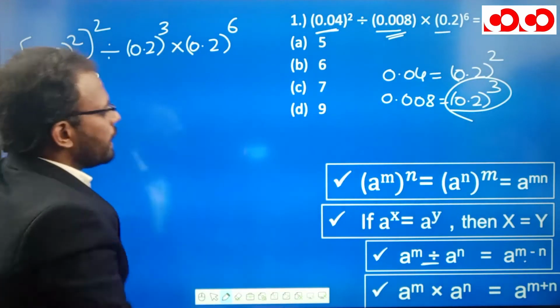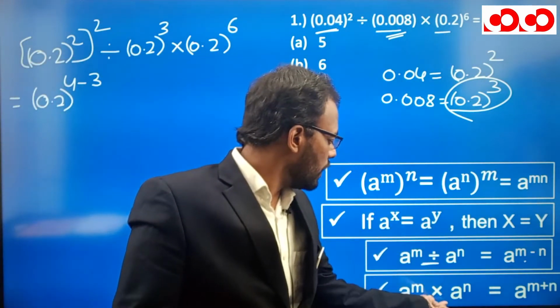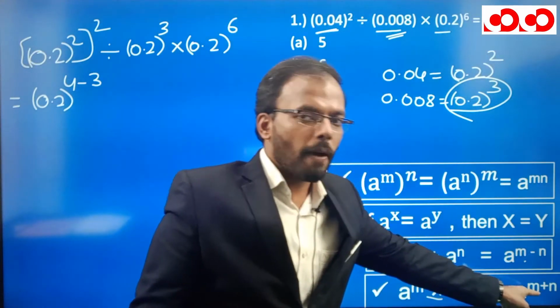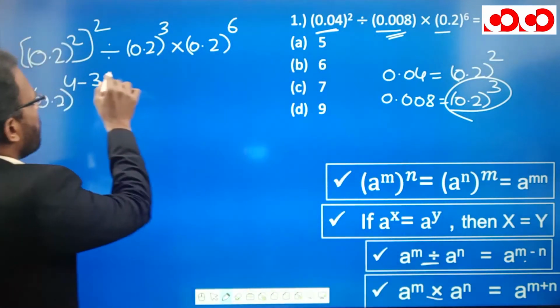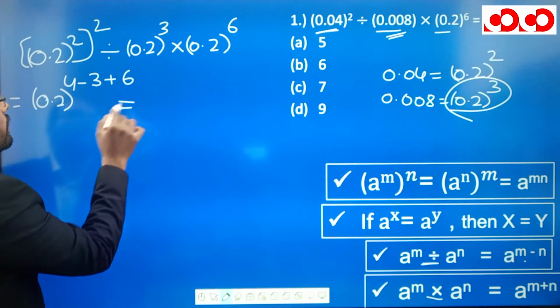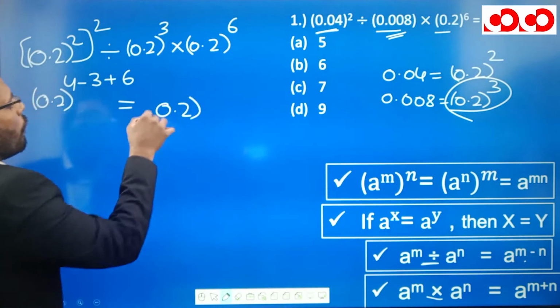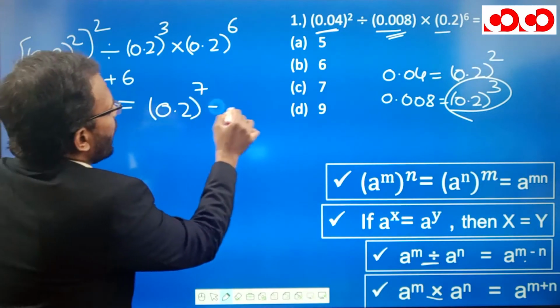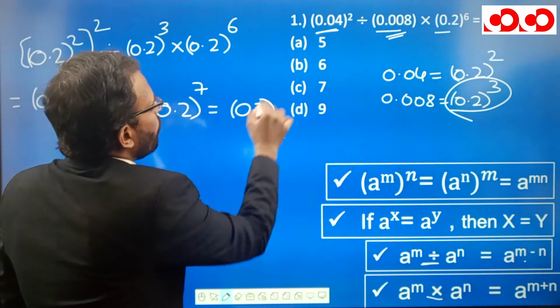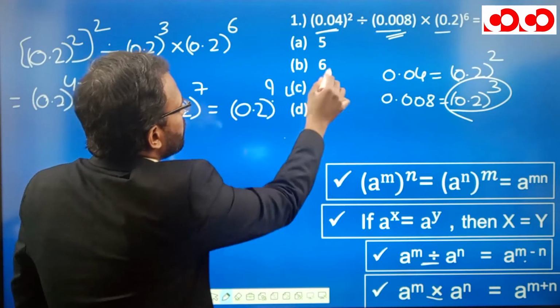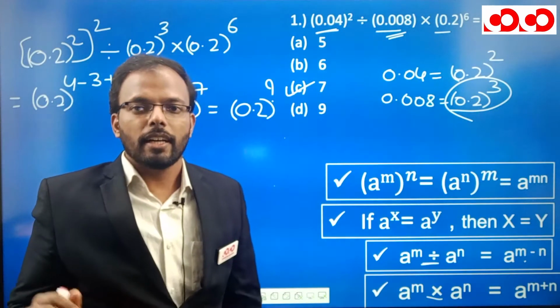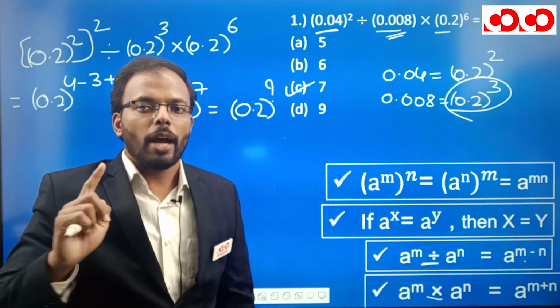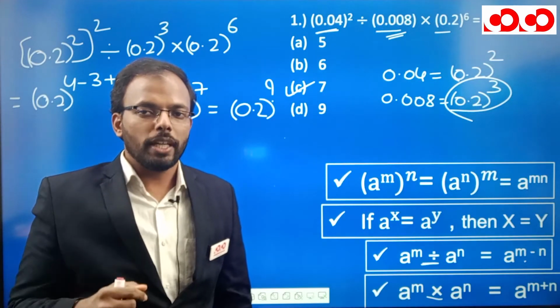And if there is a multiplication sign, you know that when it is multiplied, then there should be addition in the power. So we can put plus 6 over here, and this 0.2 has the power 4 plus 6 is 10, minus 3 is 7. And this is 0.2 whole to the power of question mark. So this question mark will be nothing but 7, that is option C, and that is the correct answer for the first question. I hope it is clear to you. Let's move on to the second question.